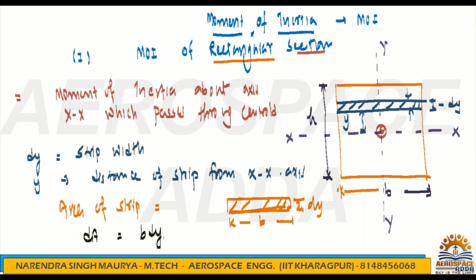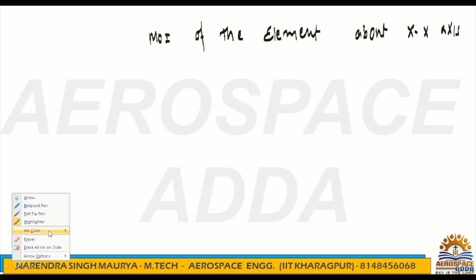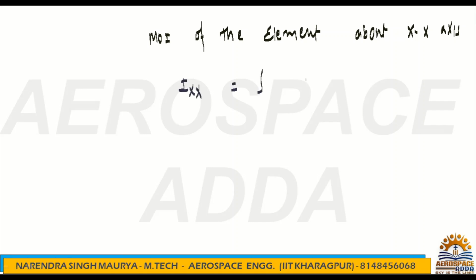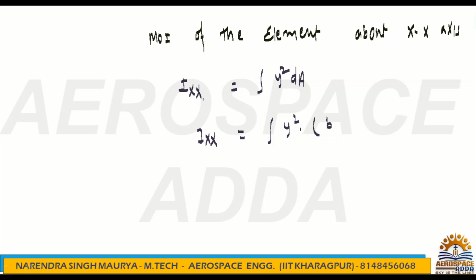Now you know very well, last lecture also I had explained, if you calculate the moment of inertia of the element about the x axis, then what was the moment of inertia? I had given Ixx as integration of y square dA. That I gave last class only. Now what is the Ixx here? It's nothing but y square into dA. What is dA? Just now you have written it as b into dy.